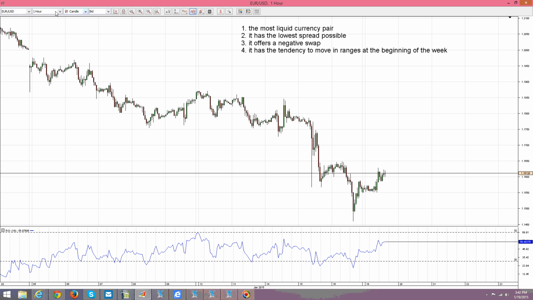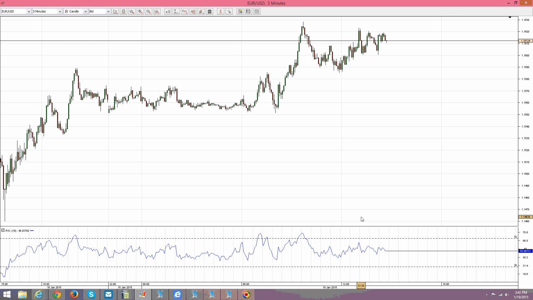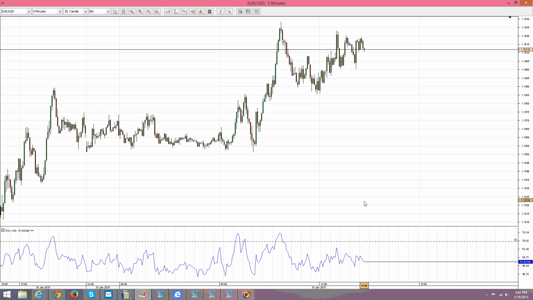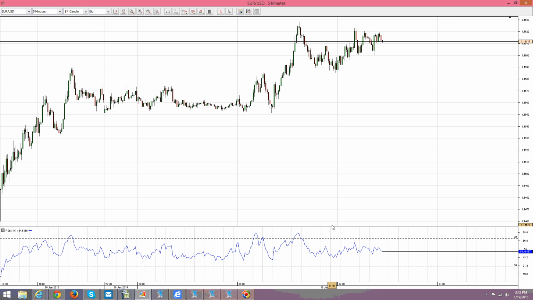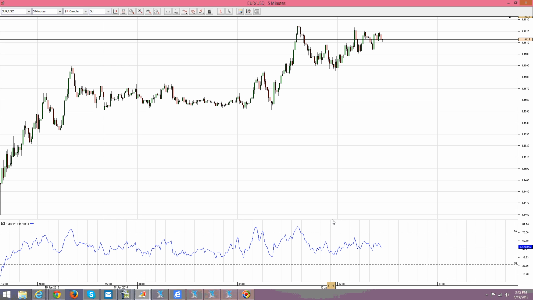Or you can go even on the lower time frame. For example, you can go on the 5-minute chart if you want, using one possible oscillator, not trend, but oscillator, definitely. But basically, the oscillators are showing you exactly the same thing. They are showing you overbought and oversold levels.